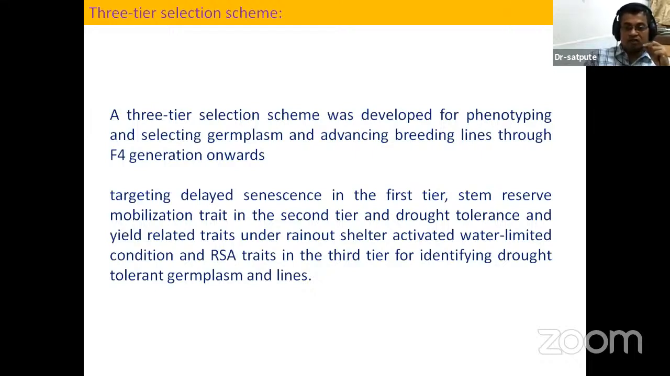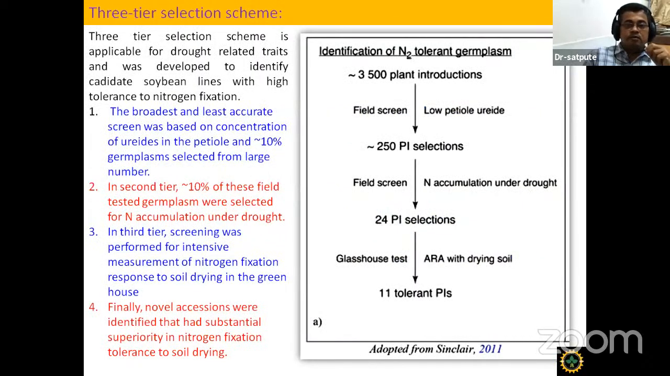A 3-tier selection scheme was developed for phenotyping and selecting germplasm and advancing breeding lines from the F4 generation onwards, targeting delayed senescence in the first tier, stem reserve mobilization in the second tier, and drought tolerance and yield-related traits under rainout shelter water-limited conditions, and root system architecture traits in the third tier, for identifying drought tolerant germplasm and lines.